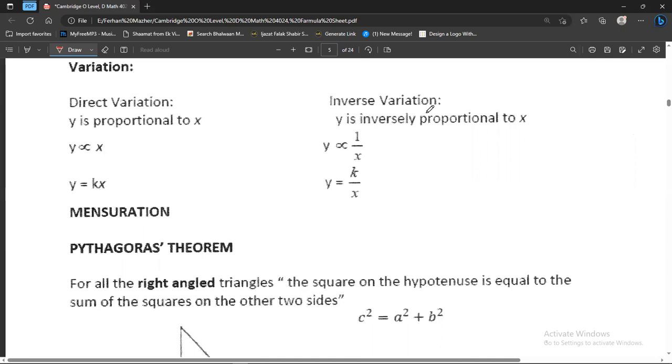If they say inversely proportional, inverse variation, y is inversely proportional to x, then it is written as 1 by x. So y is proportional to 1 by x. When you remove this proportional sign, you put an equal sign here. So y is equal to k by x.